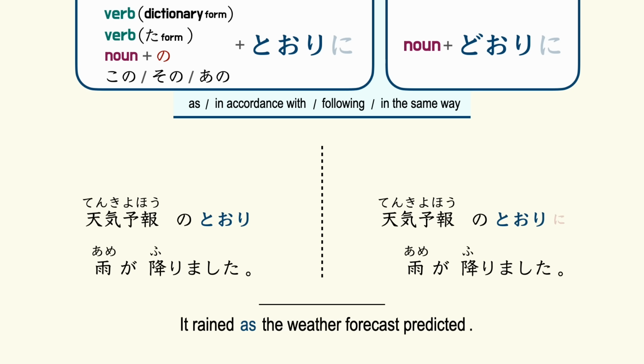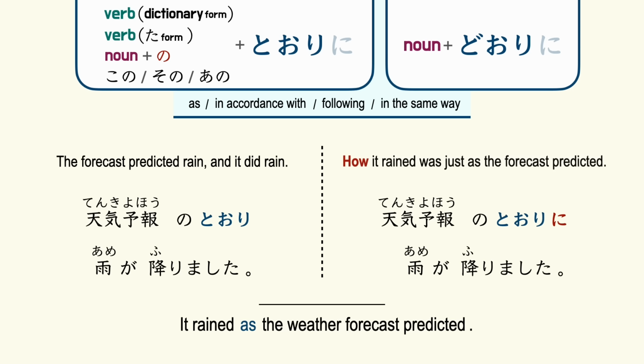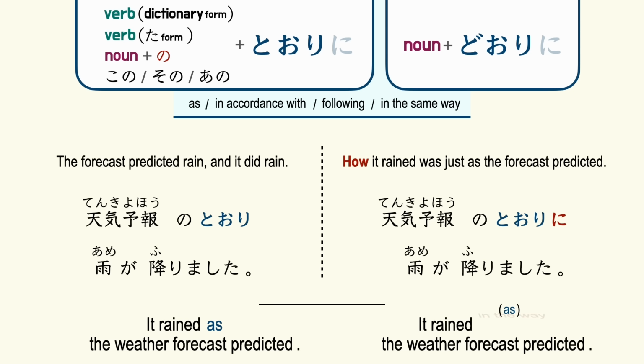However, when you add に and say, 天気予報の通りに雨が降りました, now it carries a different nuance. The meaning changes a little bit. Or I guess the focus changes a little bit. 天気予報の通り雨が降りました. It's just the forecast predicted rain, and it did rain. That's it. This is more commonly used. But 天気予報の通りに雨が降りました。It's like how it rained was exactly as the forecast predicted. So it's like it rained in the way the forecast predicted.